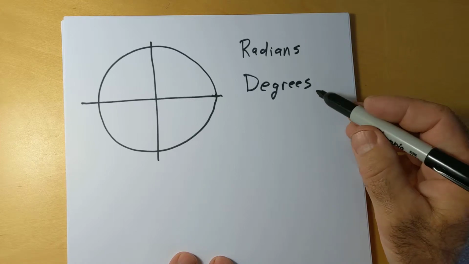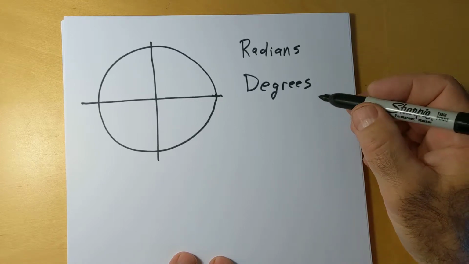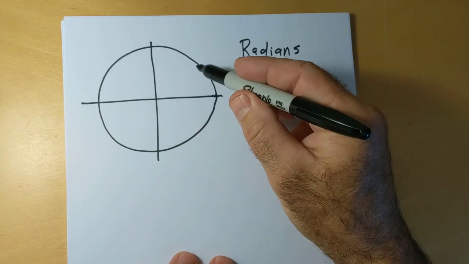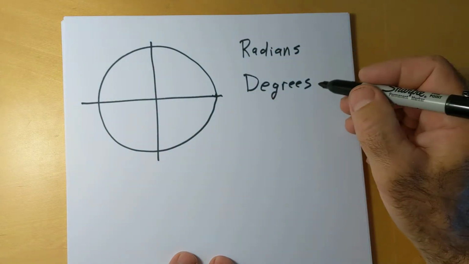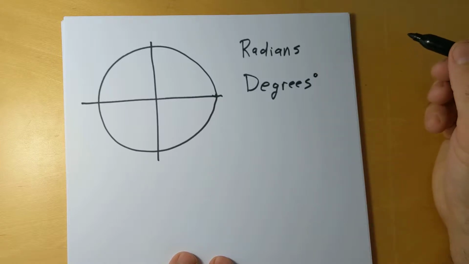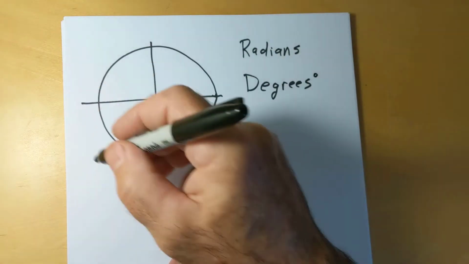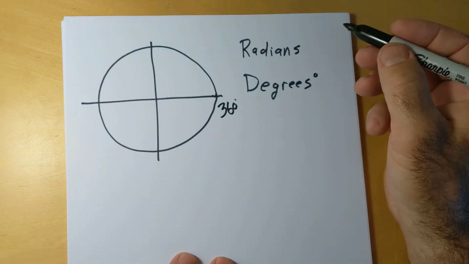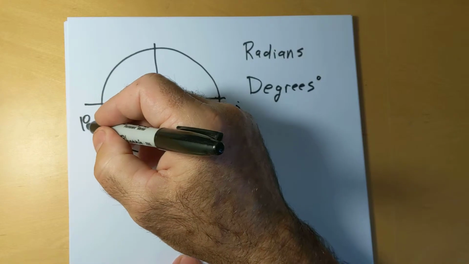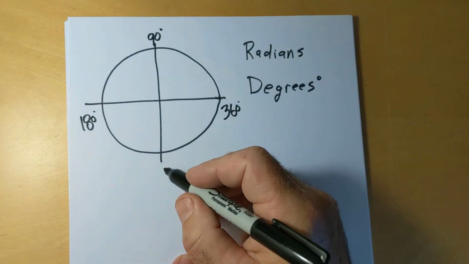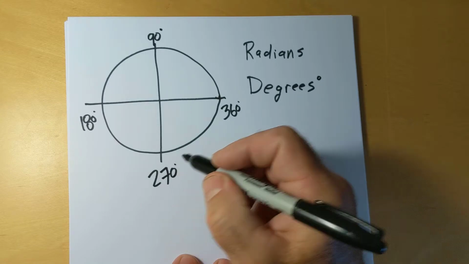So let me start with degrees. Degrees is a unit measure. You can measure an angle in degrees. It's usually a central angle off of the circle. The notation for the measure of an angle in degrees is that little circle afterwards. And the full rotation is 360 degrees. So a half circle is 180 degrees, a quarter 90, and a 3/4 circle 270 degrees.